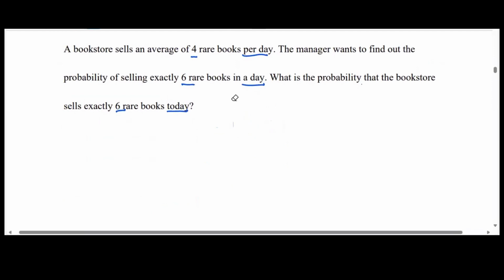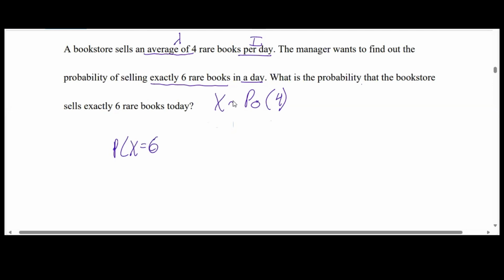Let's start with this one, since I'm already on the page. Reading the question, now that we know what the random variable is: a bookstore sells an average of 4, so we know this is lambda, and they give us an interval. The manager wants to find the probability of selling exactly 6 rare books in a day. So X follows a Poisson distribution and the parameter is lambda, which is 4. The probability X is equal to exactly 6.